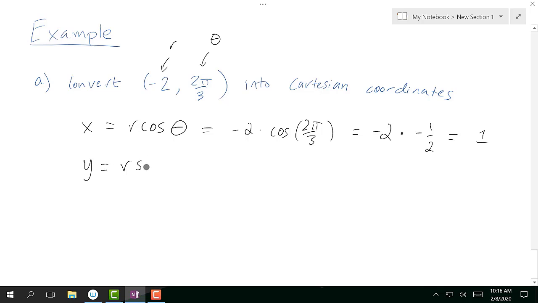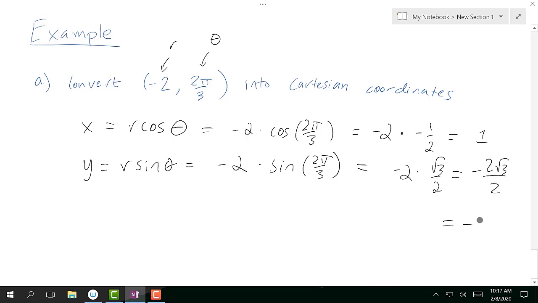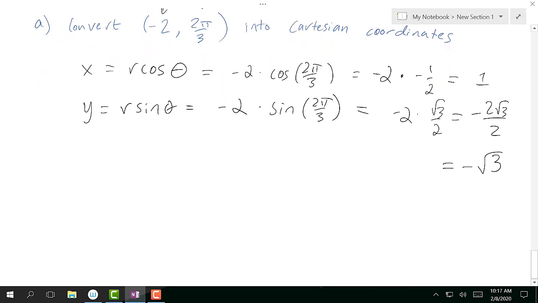y is going to be r sine of theta. So we get negative 2 times sine of 2 pi over 3, which is negative 2 times square root of 3 over 2, which is just negative square root of 3. So this point in the xy plane has an x value of 1 and a y value of negative square root of 3.